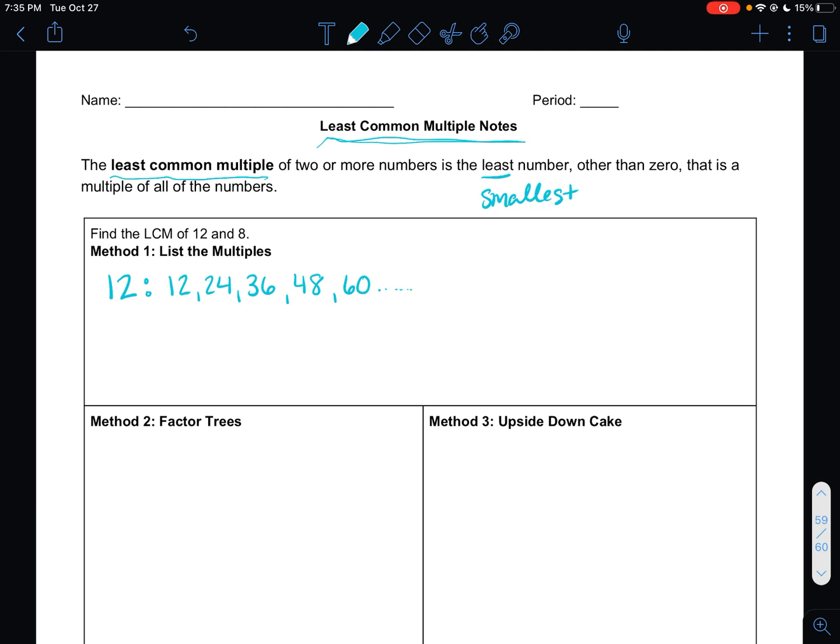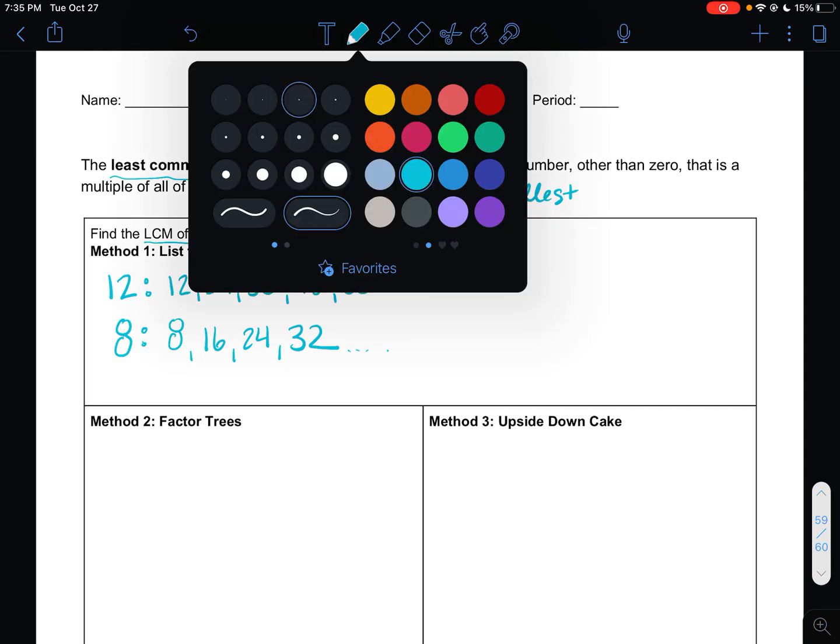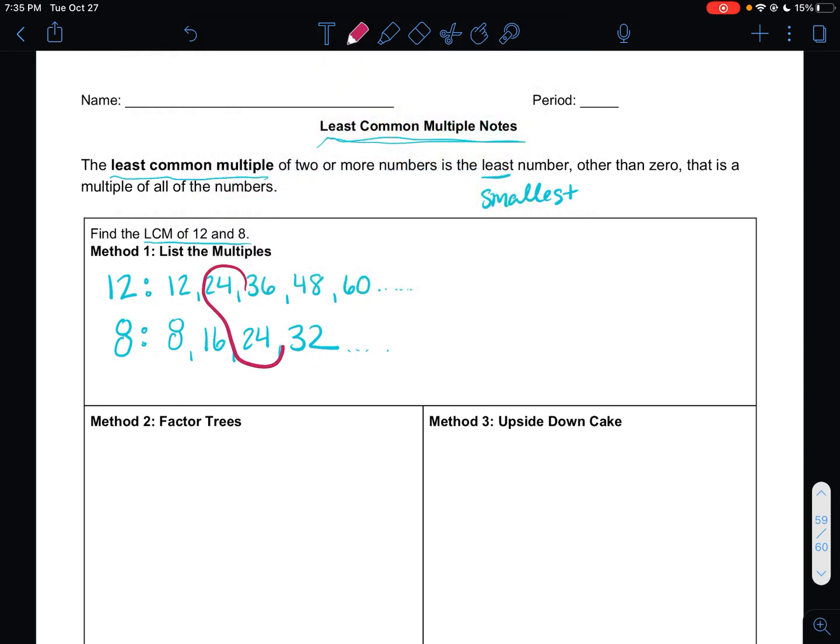So I have the multiples of 12 listed, and now I want to find the least common multiple of 12 and 8. So you would list the multiples of 8. So 8, 16, 24, 32. So at this point, you should see the first one they have in common, and it would be 24. So the least common multiple, or LCM, is 24. Okay, so that is one method.